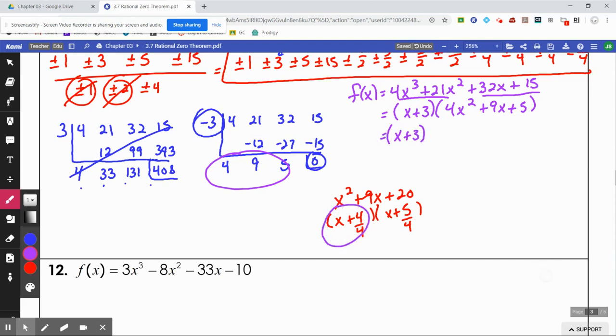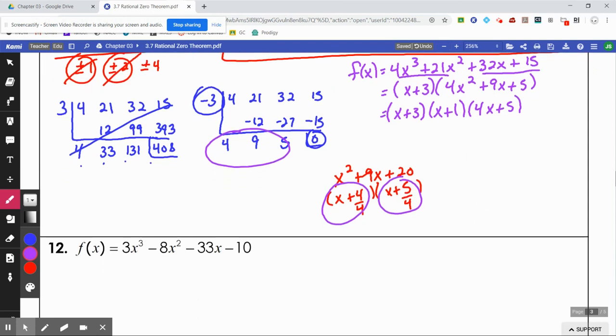X plus 4 over 4 will be x plus 1. And this does not reduce or divide, so bring the 4 back up, and that gives you 4x plus 5. So there's your factored form of your function. So your zeros are going to be x equals negative 3, negative 1, and negative 5/4.